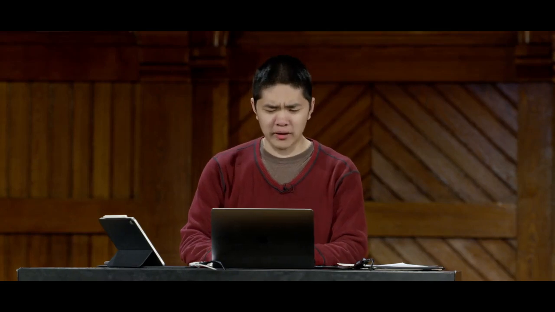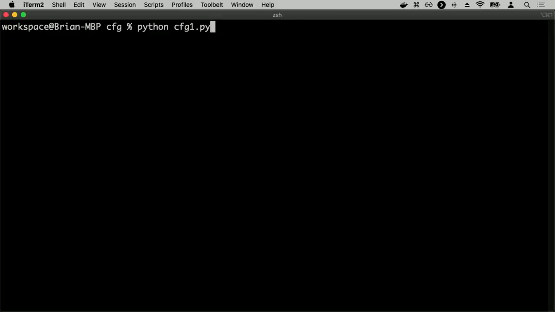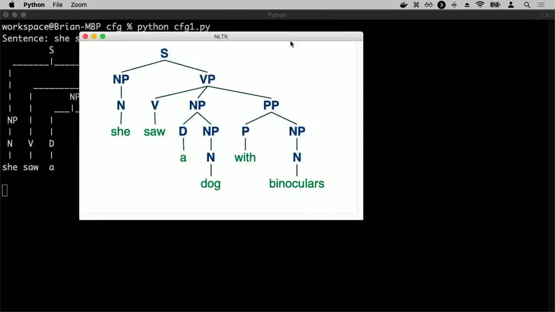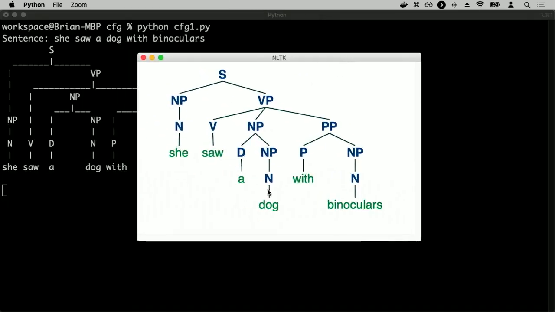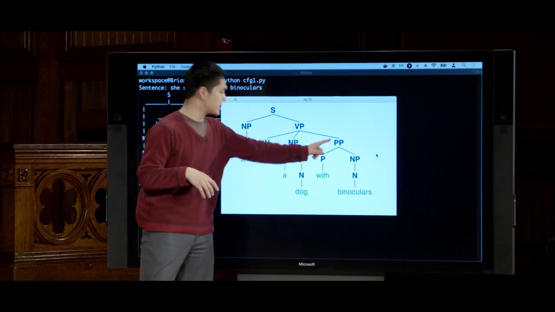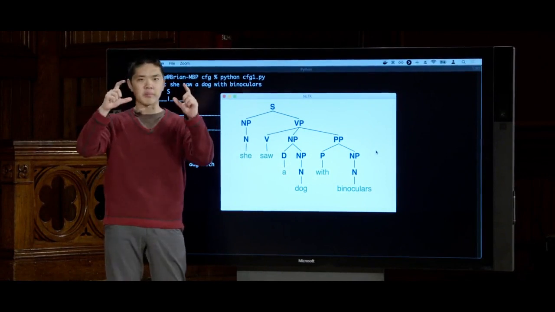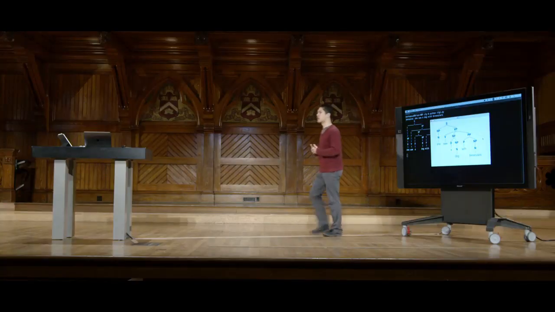So let's take a look at one more example to introduce this notion of ambiguity. So I can run Python CFG1. Let me type a sentence like, "she saw a dog with binoculars." So there's our sentence. And here now is one possible syntax tree to represent this idea. She saw the noun phrase "a dog," and then the prepositional phrase "with binoculars." And the way to interpret the sentence is that what she saw was a dog. And how did she do the seeing? She did the seeing with binoculars. And so this is one possible way to interpret this. She was using binoculars. Using those binoculars, she saw a dog.